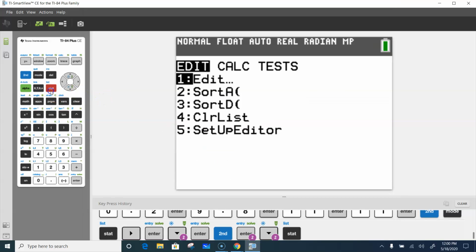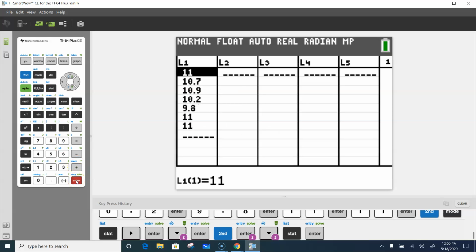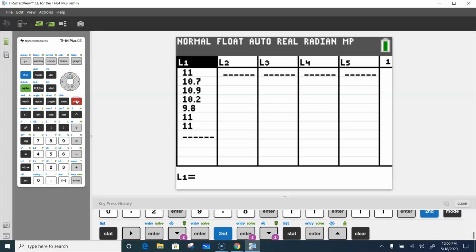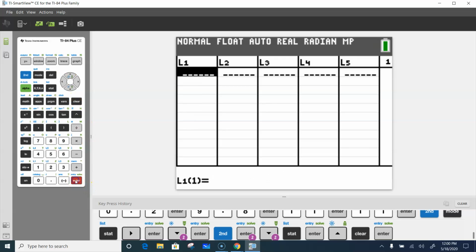I'm going to go to Stat and Edit again, and I want to enter that whole list of numbers into my calculator. If I want to clear this list first, I arrow up so that L1 is highlighted, press Clear, and now when I press Enter I have an empty list.